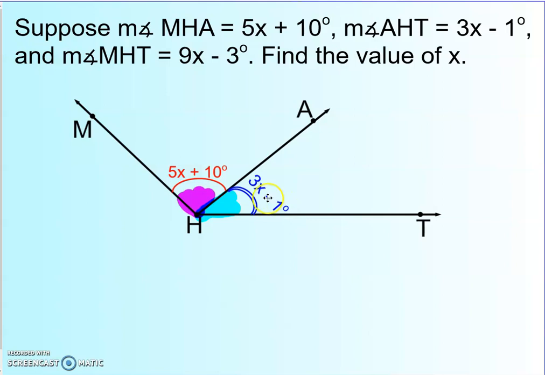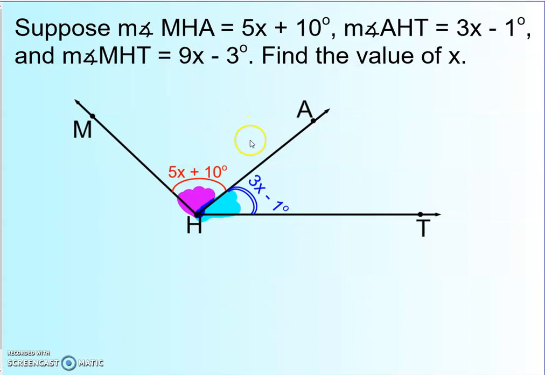Now, by the way, here's a little side note. You'll notice that when I labeled angle MHA as 5x plus 10, I gave it one arc. And when I labeled angle AHT as 3x minus 1, I gave it 2 arcs. Usually, angles that have the same number of arcs are equal. And so I don't want to imply that these are equal angles. I don't want to imply that ray HA cuts the big angle in half. I don't know that.